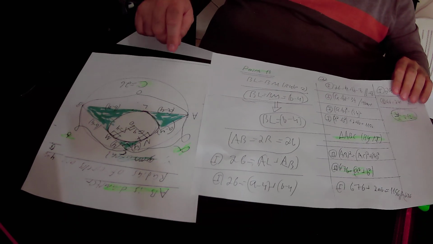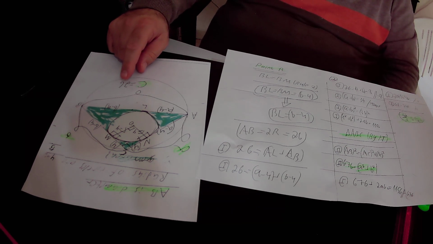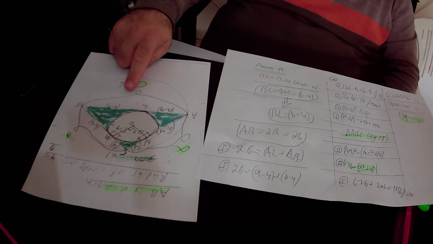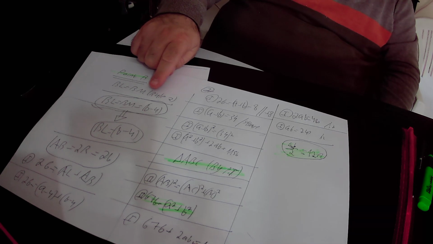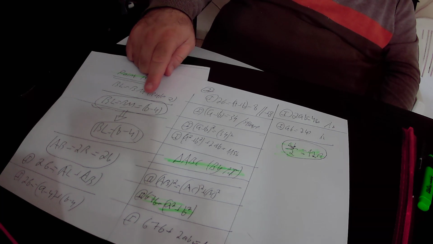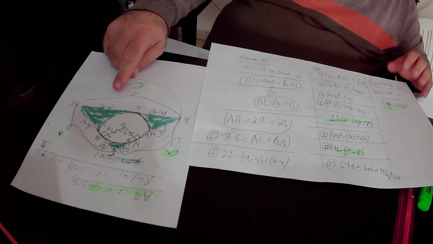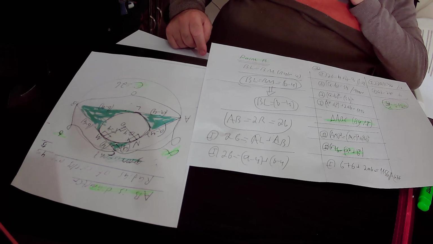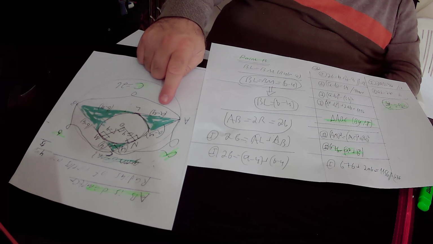But we have already found out that BM equals B minus 4. So from this equation, BL equals BM equals B minus 4, we derive that BL is also equal to B minus 4. So in conclusion, we found out that BL equals B minus 4 and AL equals A minus 4.